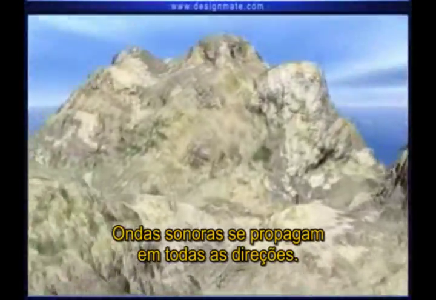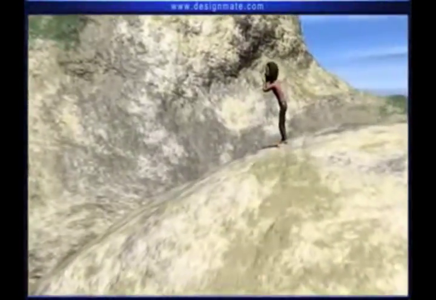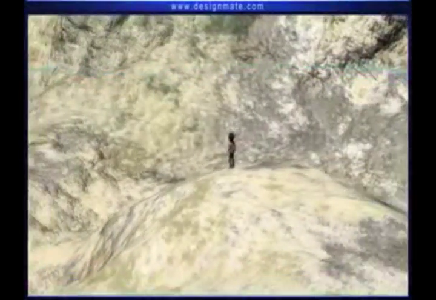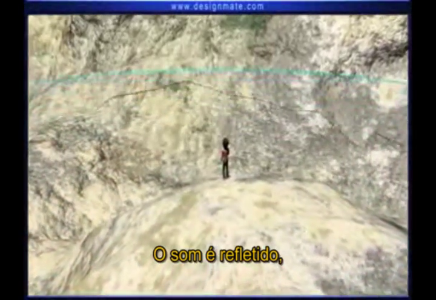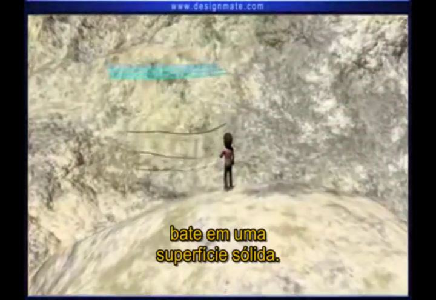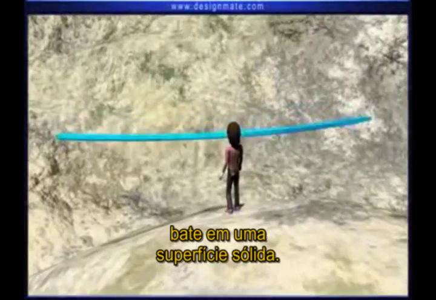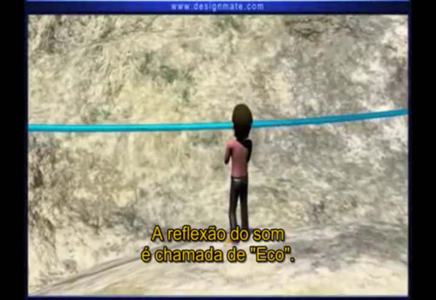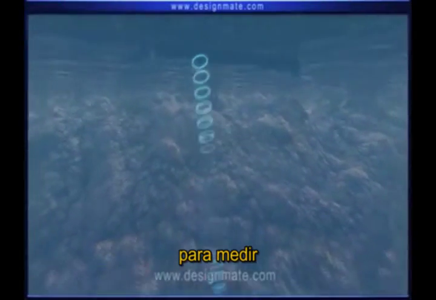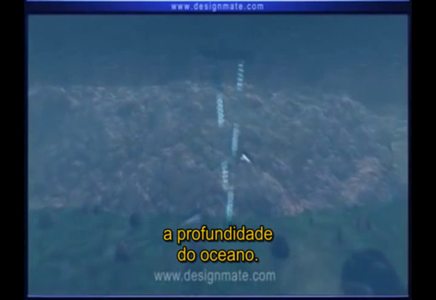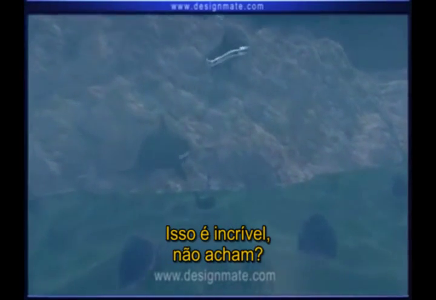Sound waves travel in all directions. Emily? Sound gets reflected. That is, it bounces back on hitting a solid surface. Bouncing back of sound is called echo. Bouncing back of sound is purposefully used in detecting depth of seabeds. That's amazing, isn't it?